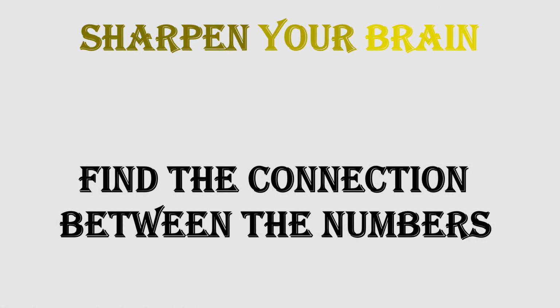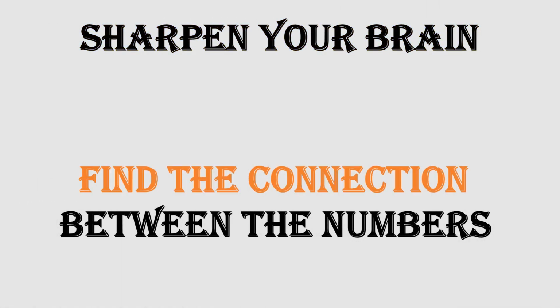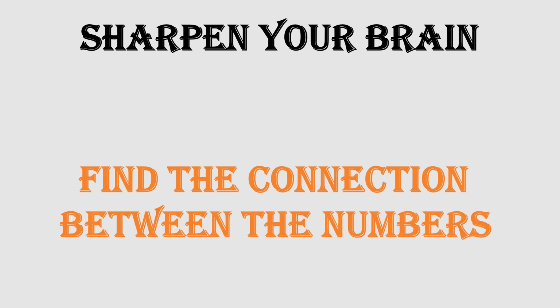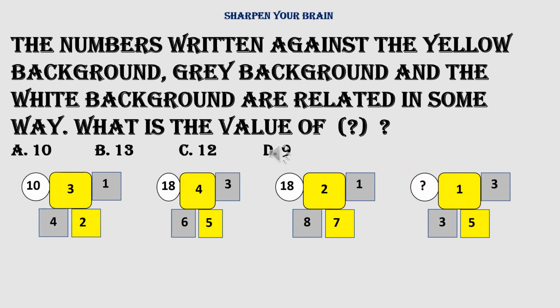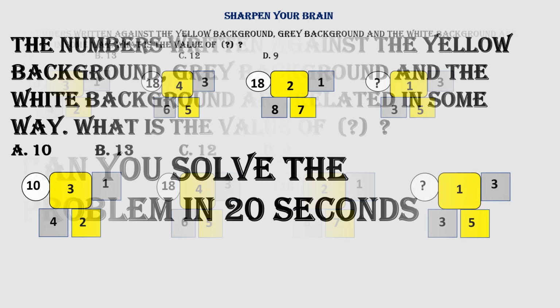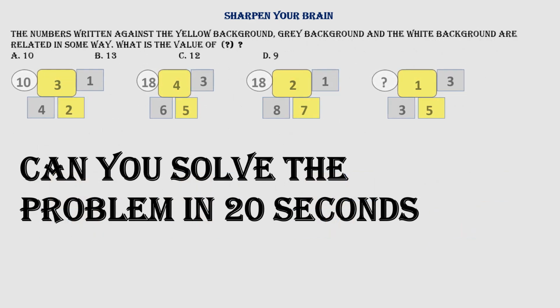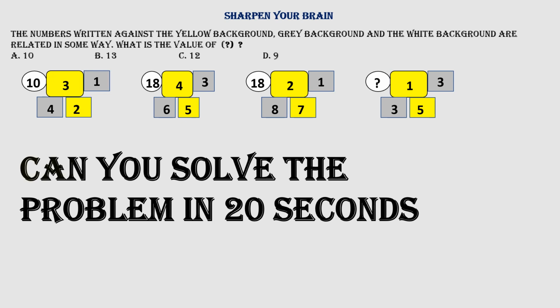Sharpen your brain. Find the connection between the numbers. The numbers written against the yellow background, gray background and the white background are related in some way. What will come in place of the question mark? Can you solve the problem in 20 seconds?